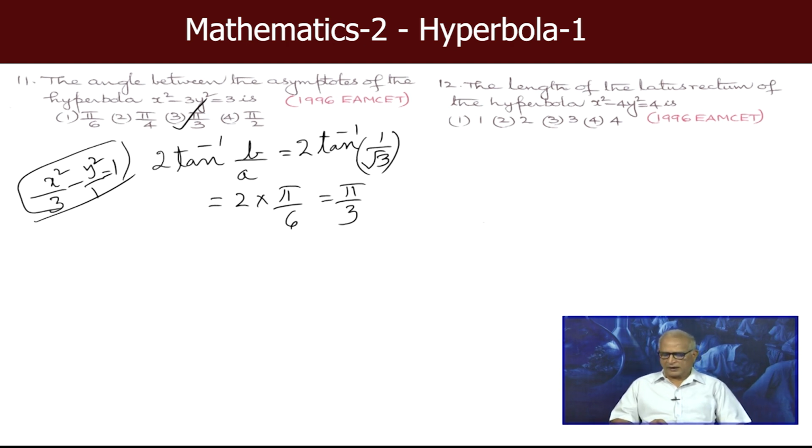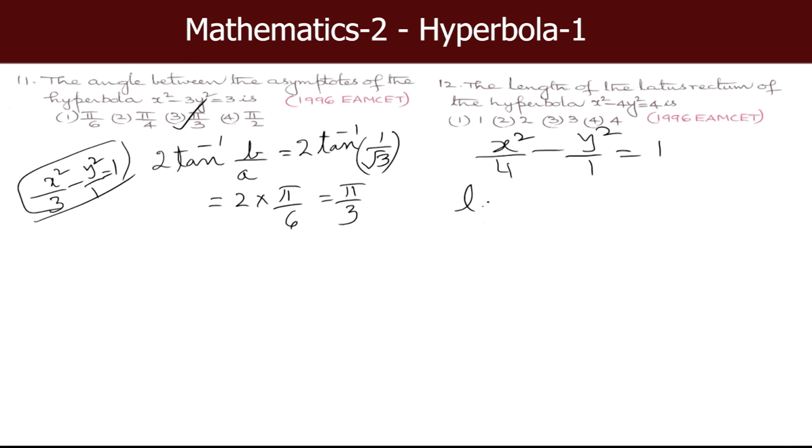The length of the latus rectum of the hyperbola x square minus 4y square equal to 4 is an easy question. x square by 4 minus y square by 1 equal to 1. So, the length of the latus rectum is 2b square by a. That is the formula; both for the ellipse and hyperbola, the formula is the same. So, therefore, b square is 1 and a is 2, so that is equal to 1. So, that is the first option.